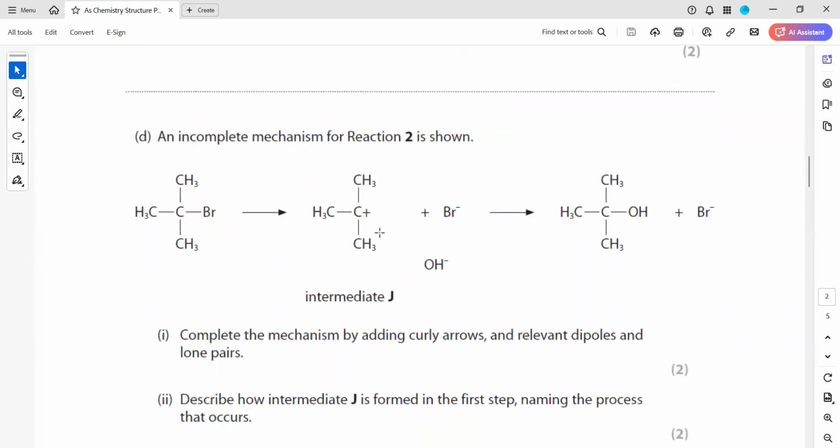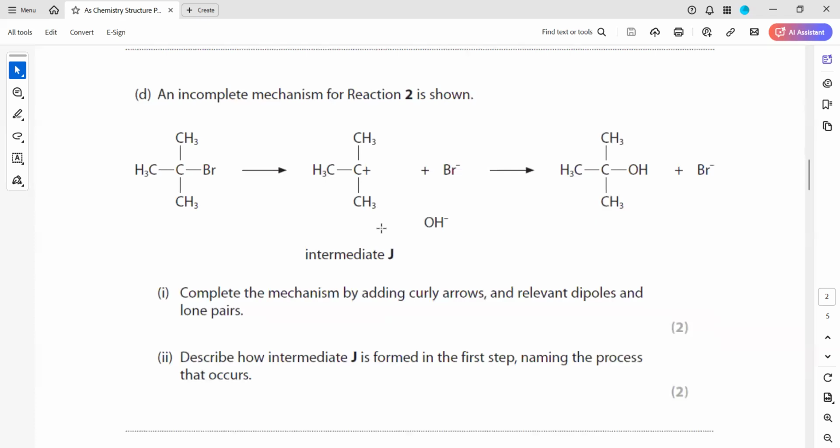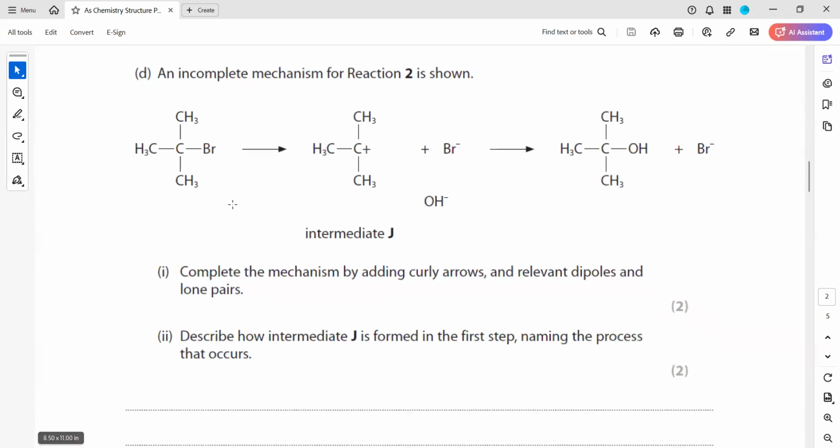The next is an incomplete mechanism for reaction 2. Complete the mechanism by adding curly arrows and the relevant dipoles and the lone pair.